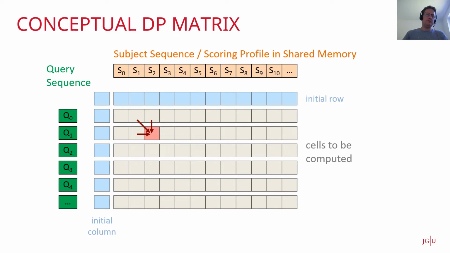So we have the following situation. We have our subject sequence, which is now indirectly accessed using the scoring profile in shared memory. We have our query sequence. We have initial values for the columns and rows, which depend on the alignment type. And we want to compute our dynamic programming matrix. And as we've seen before, we need the values above, to the left, and the upper left for that.